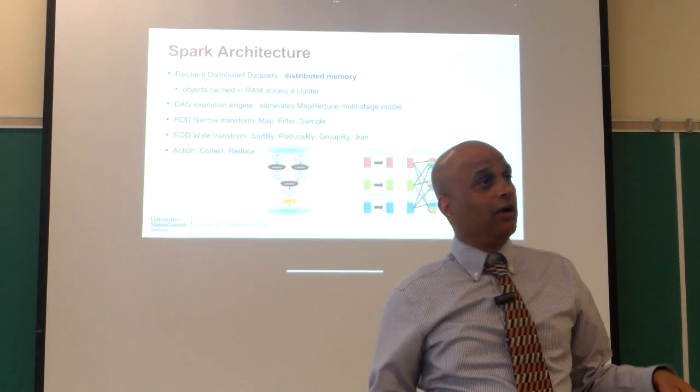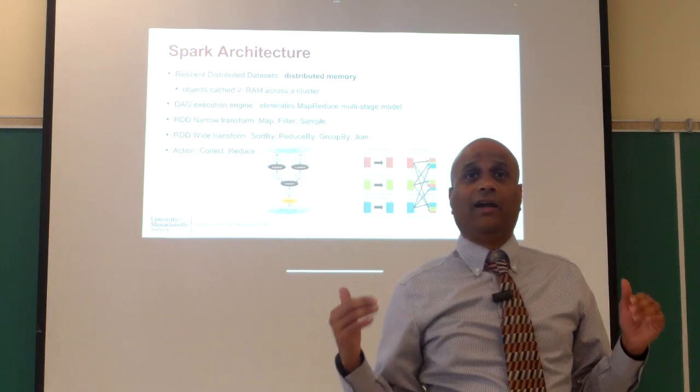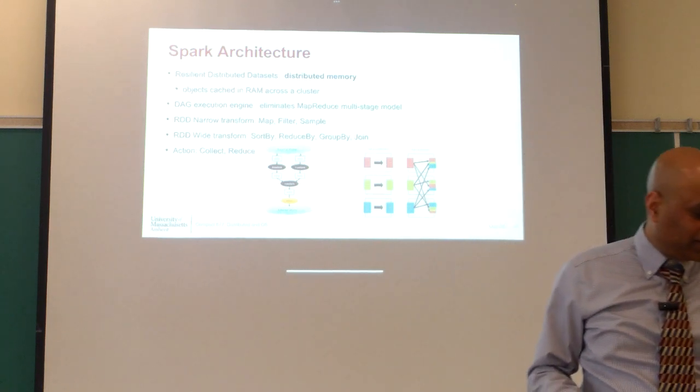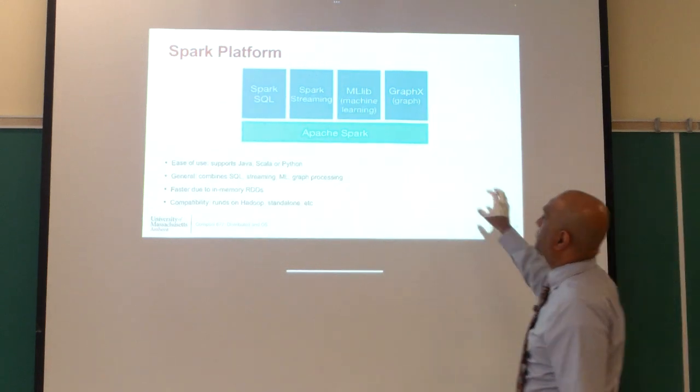This essentially allowed you to do distributed data processing much faster, and allowed you to use the RAM on the machines and so on. Okay. So with that I'm going to go back to this. So that's your Spark layer.